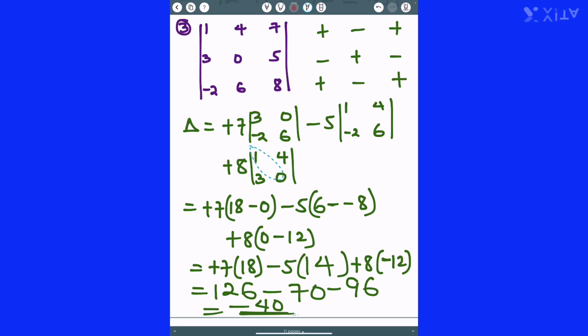1 times 0, 0. 3 times 4, 12. 0 minus 12. That's plus 8 times minus 12. So that gives me 8 times minus 12. So here, I have 7 times 8, 126. Minus 5 times 14, that's minus 70. Then minus 96 to give me minus 40. That's how we find the determinant of a 3 by 3 matrix.